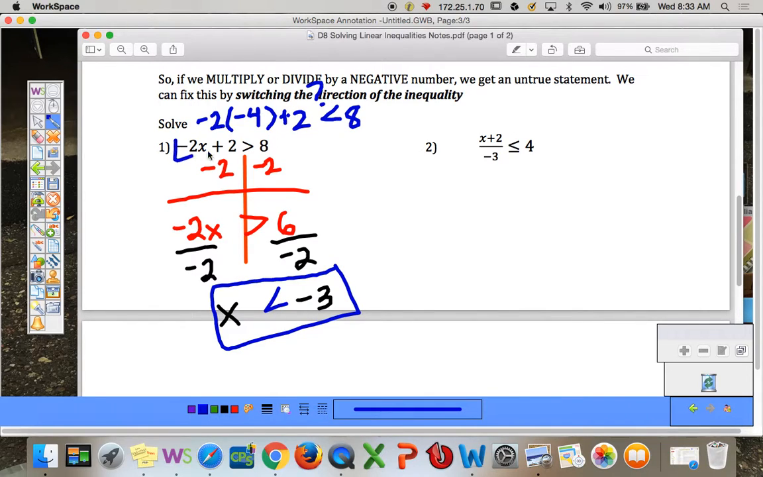So again, all I did was plug into the original statement here. Let's check and see if it's true. So negative 2 times negative 4 is 8. Is 8 plus 2... oh, but I used the wrong sign here. We want to check and see if it's greater than 8.